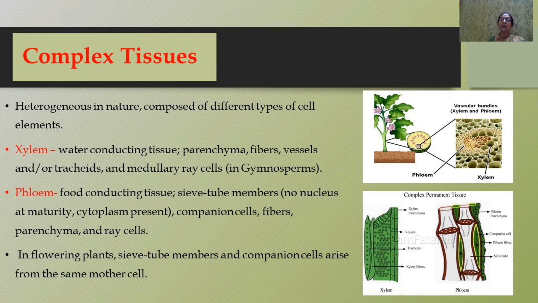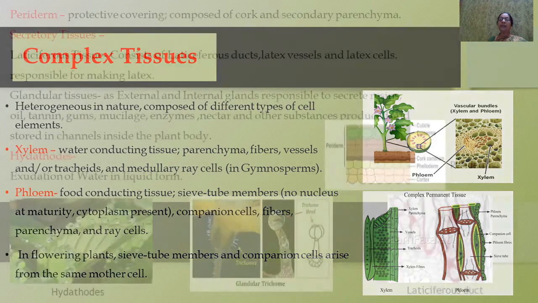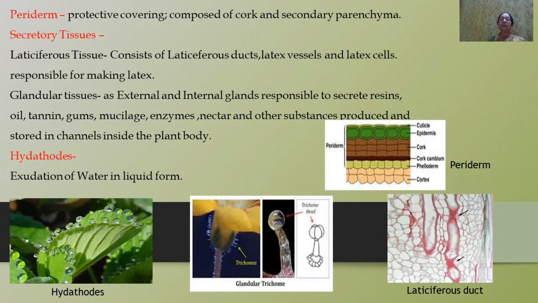In flowering plants, sieve tube members and companion cells arise from the same mother cell. You can see all these details in the diagram, which is given with the labelings. This is the outermost periderm, then secretory tissues and hydathodes, which are present in the form of tissues in the plant body.